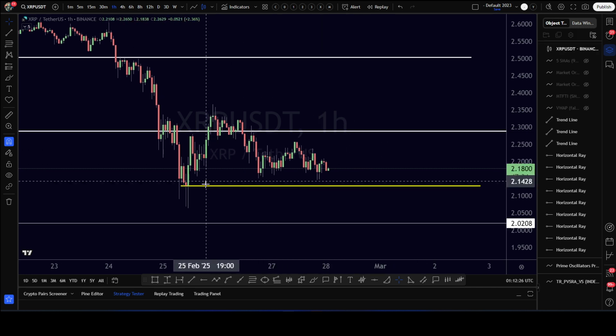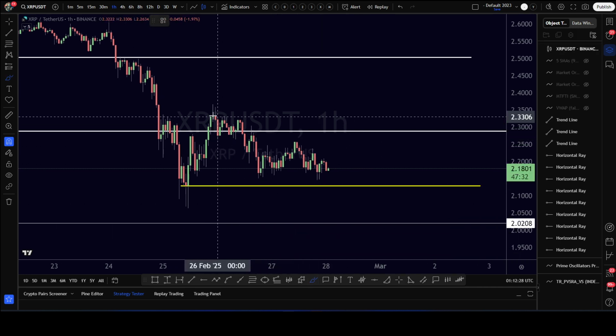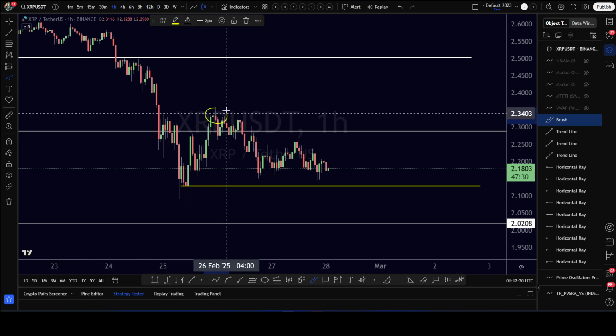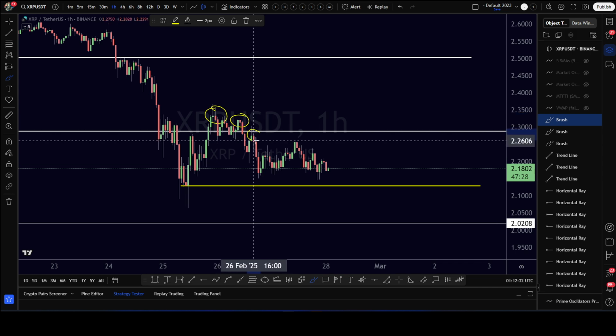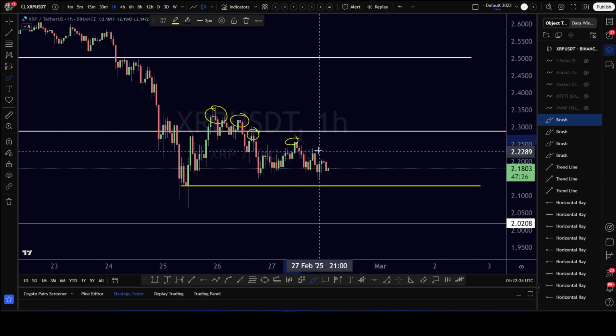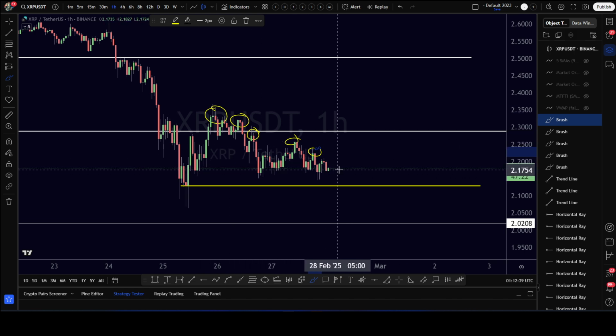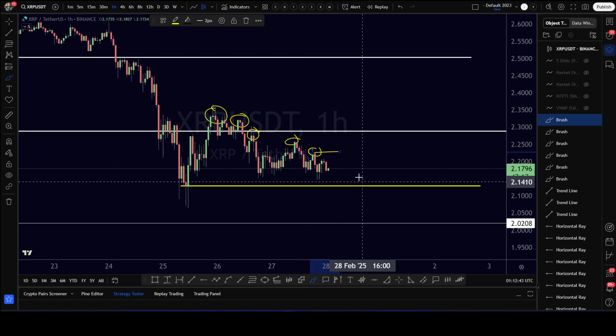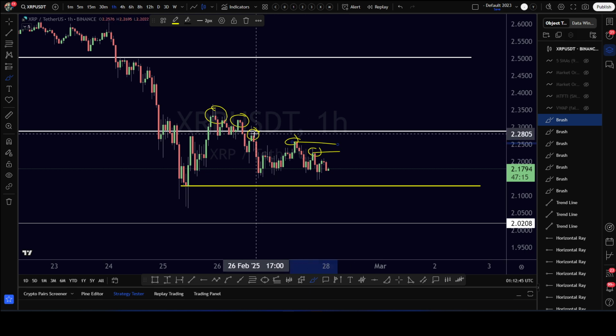Here, it's looking weak. We have a high. We have a lower high. We have a lower high. We have a lower high. We have a lower high. In order for us to get bullish on this, it needs to start breaking at least the first high, then the second high, then the third.